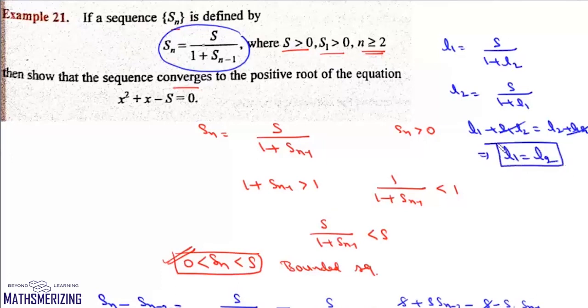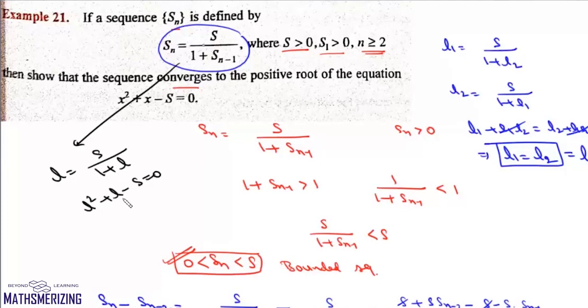So both the subsequences, the subsequence of odd terms and the subsequence of even terms, will converge to the same limit, say L. Then the sequence will converge to this limit L, and we can write L equals s upon 1 plus L, that is L squared plus L minus s equals 0. So this limit point of the sequence, say L, is a positive root of this equation, x squared plus x minus s equals 0. And this is what we need to prove.